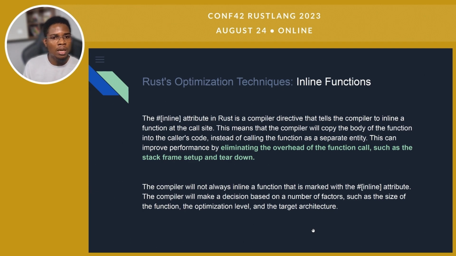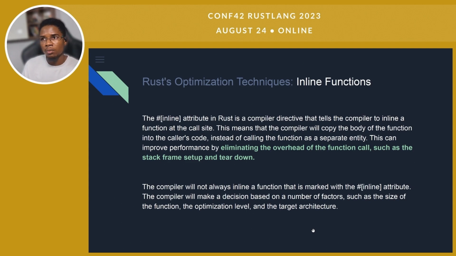So an inline attribute in Rust is a compiler directive that tells the compiler to inline a function at the call site. This means that the compiler will copy the body of the function into the caller's code instead of calling the function as a separate entity. This can improve performance by eliminating the overhead of the function calls such as stack frame setup and teardown.